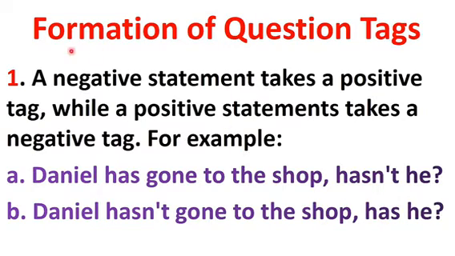And we say the two sentences again. A. Danny has gone to the shop. Now the tag, hasn't he? B. Danny hasn't gone to the shop. Has he? That's great. Let's go on.